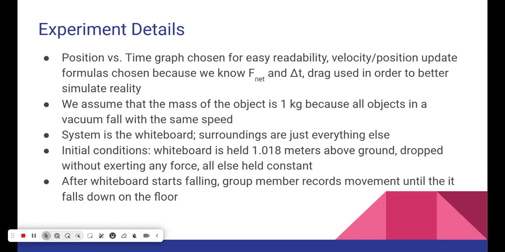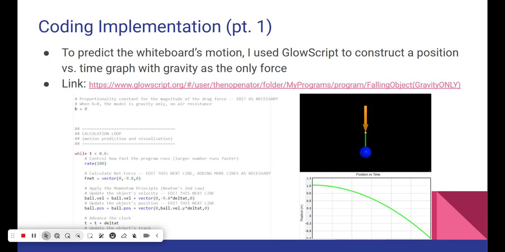We assume that the mass of the object is 1 kilogram because all objects in a vacuum follow the same speed no matter what mass they are, so it doesn't matter what mass we choose here. I chose 1. The system is the whiteboard, and the surroundings is everything else, like my hand or the air or the ground. The conditions are that the whiteboard is held 1.018 meters above the ground, and it's dropped until it hits the floor without any force exerted on it besides gravity, and all else is held constant. After the whiteboard starts falling, a group member, which is me in this case, records movement until it falls down and hits the floor.